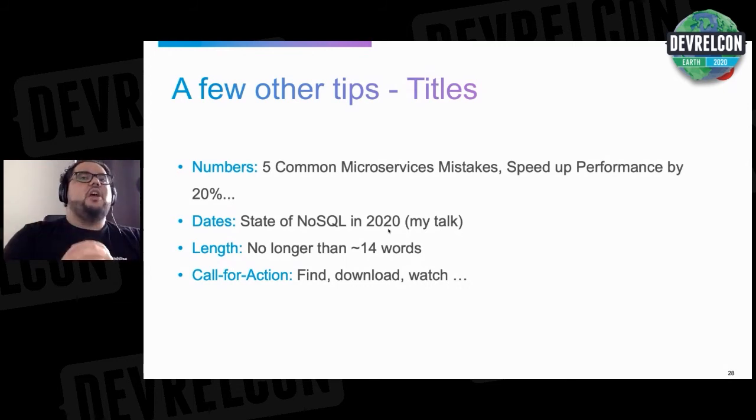People like numbers there, or dates. So for instance, this is the title of my talk, State of NoSQL in 2020. Make sure that your titles are not longer than 14 words. And it's also cool to add some call to action. So find, download, watch, and whatever you want the user to do.